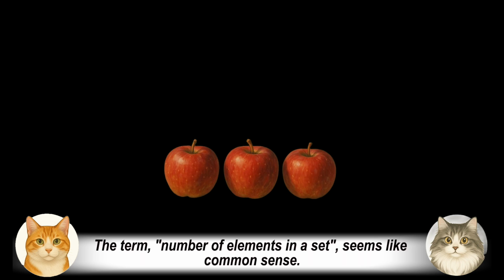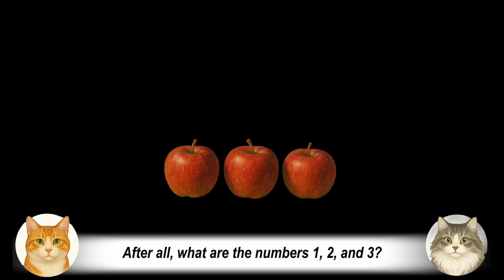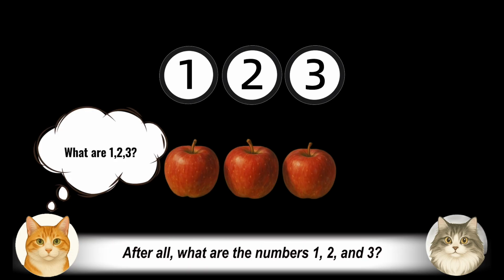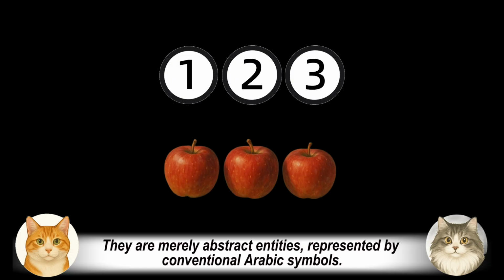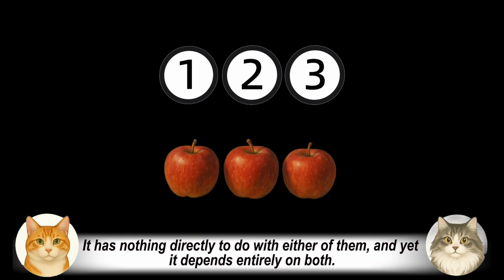The term number of elements in a set seems like common sense, but upon reflection, it turns out to be an ambiguous idea. After all, what are the numbers 1, 2, and 3? They are merely abstract entities, represented by conventional Arabic symbols. The act of counting doesn't rely on any special property of the apples, nor on the symbols themselves. It has nothing directly to do with either of them, and yet it depends entirely on both.